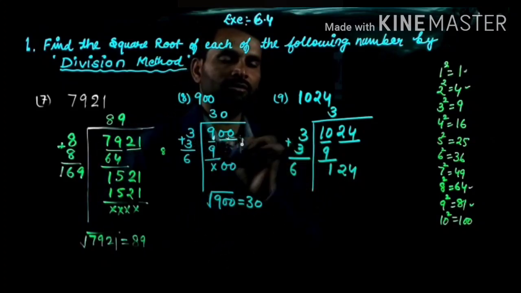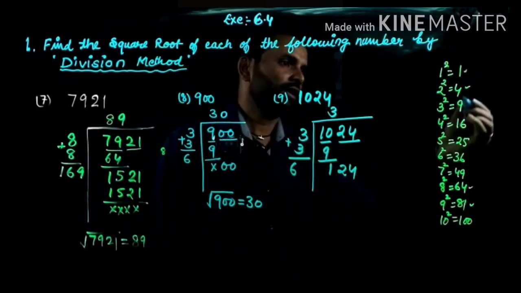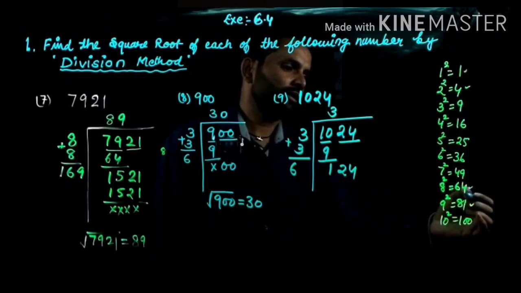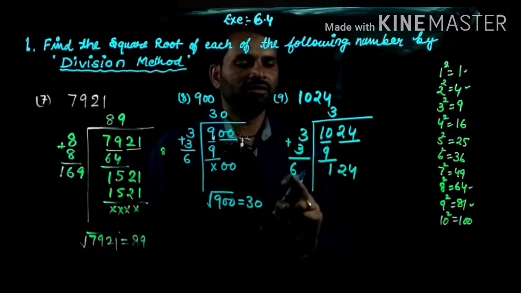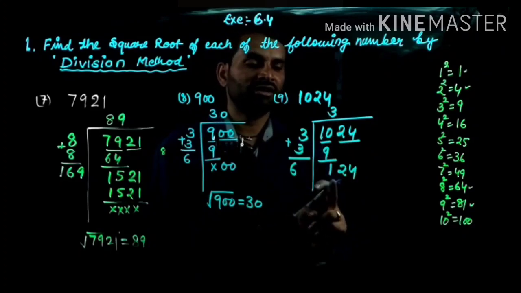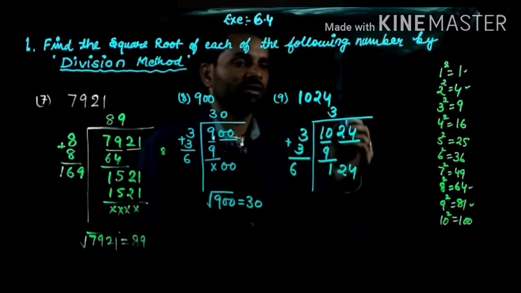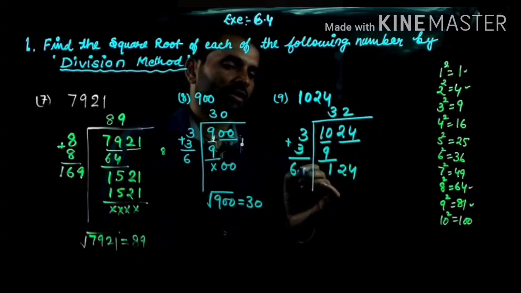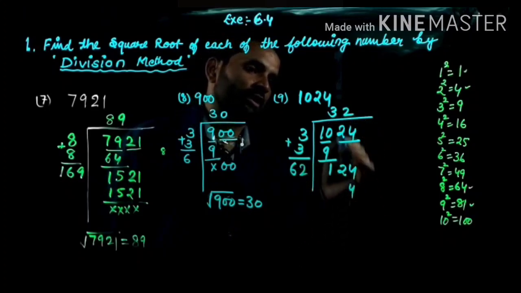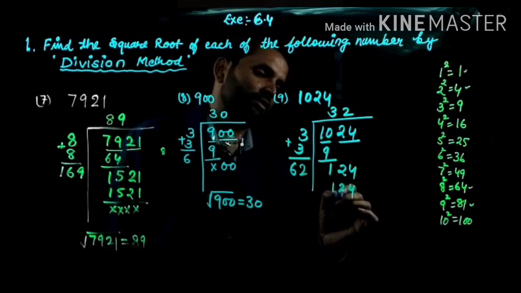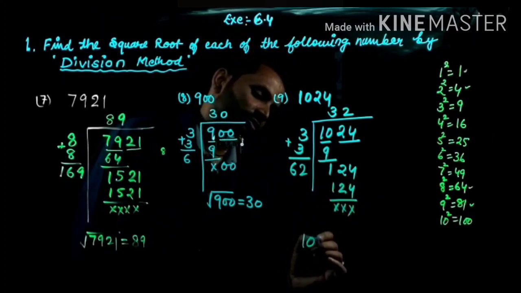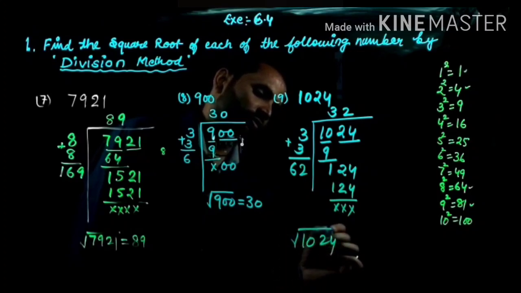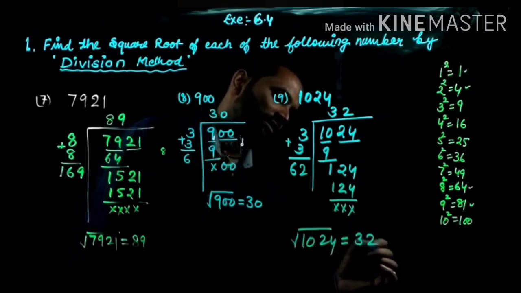After adding 3 and 3 to 6, and 4 is here, and 8 means two numbers to choose: 2 and 8. Suppose you write 8, then 8 times 8 and 8 times 6 is 48, which is the biggest number. So you choose 2, and 2 times 2 is 4, and 2 times 6 is 12. They finish, and your answer is 1024. The root of 1024 is equal to 32.